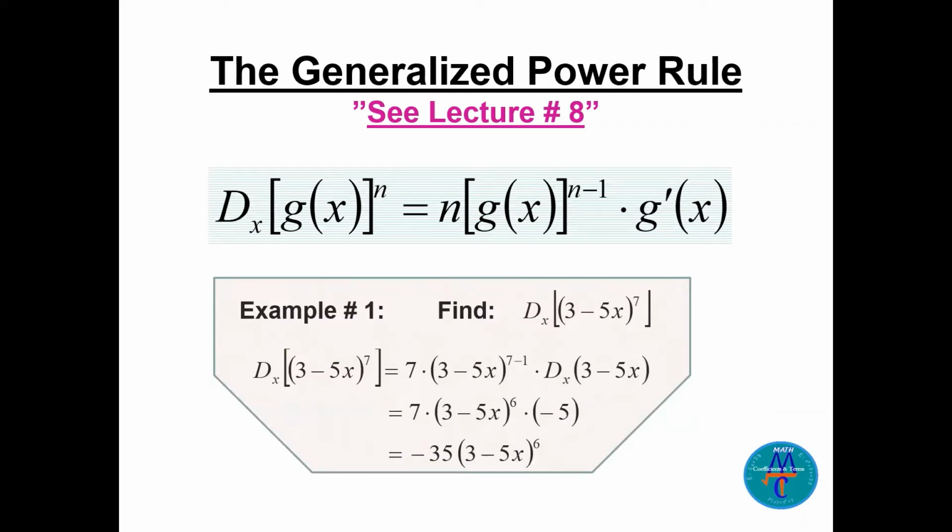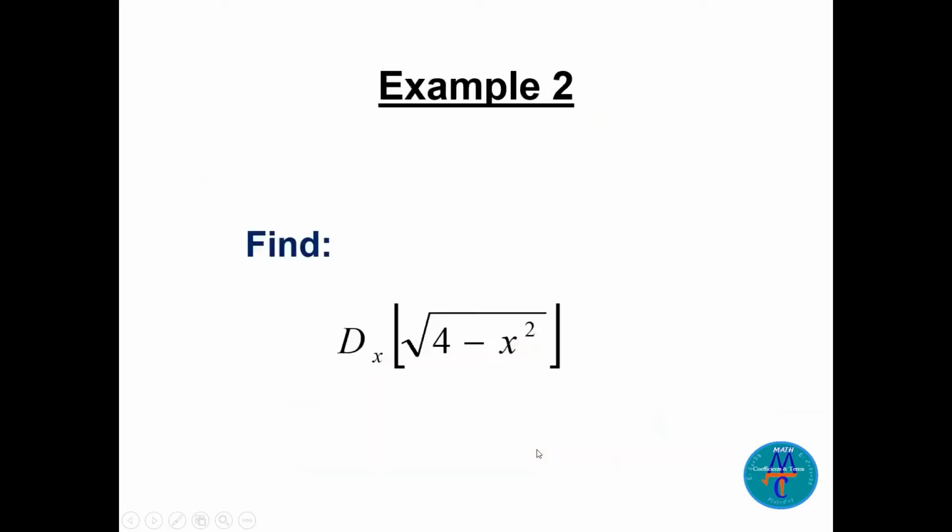Now, this is the formula for the generalized power rule we have seen in lecture number 8. Simple example here. Let's find the derivative of (3 minus 5x) to the power 7. Directly we can say 7, we leave the same function inside, (3 minus 5x) to the power n minus 1, which is 7 minus 1, times the derivative of the inside, g of x, 3 minus 5x. The derivative of 3 is 0, and the derivative of minus 5x is minus 5 only. So the final answer for the derivative is minus 35 times (3 minus 5x) to the power 6.